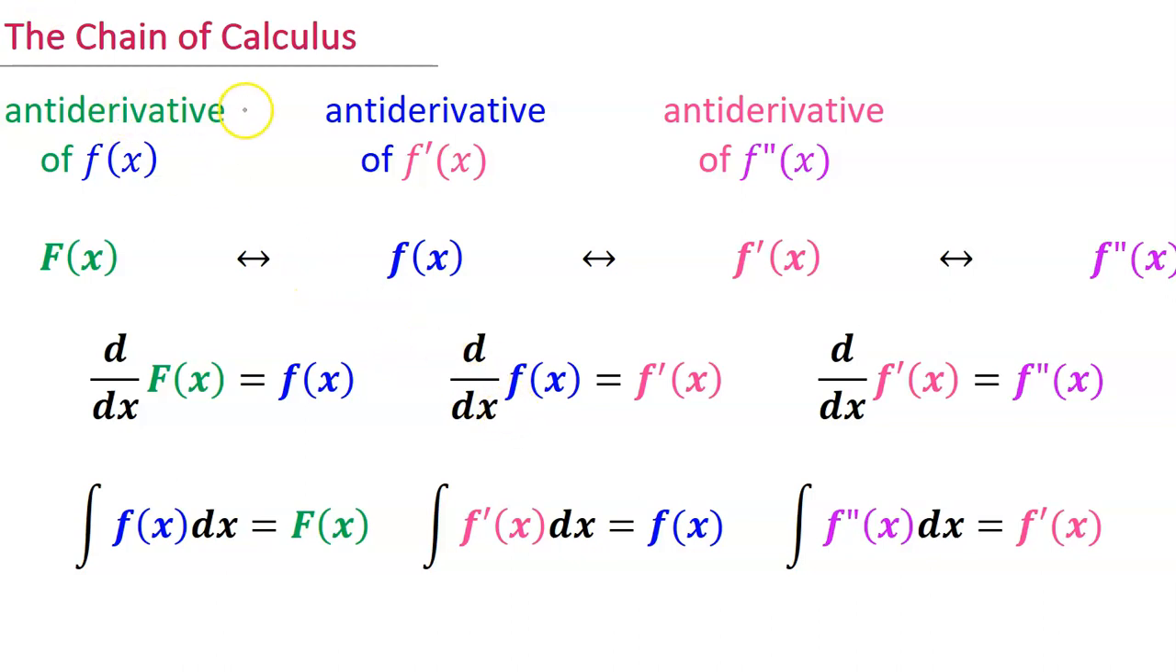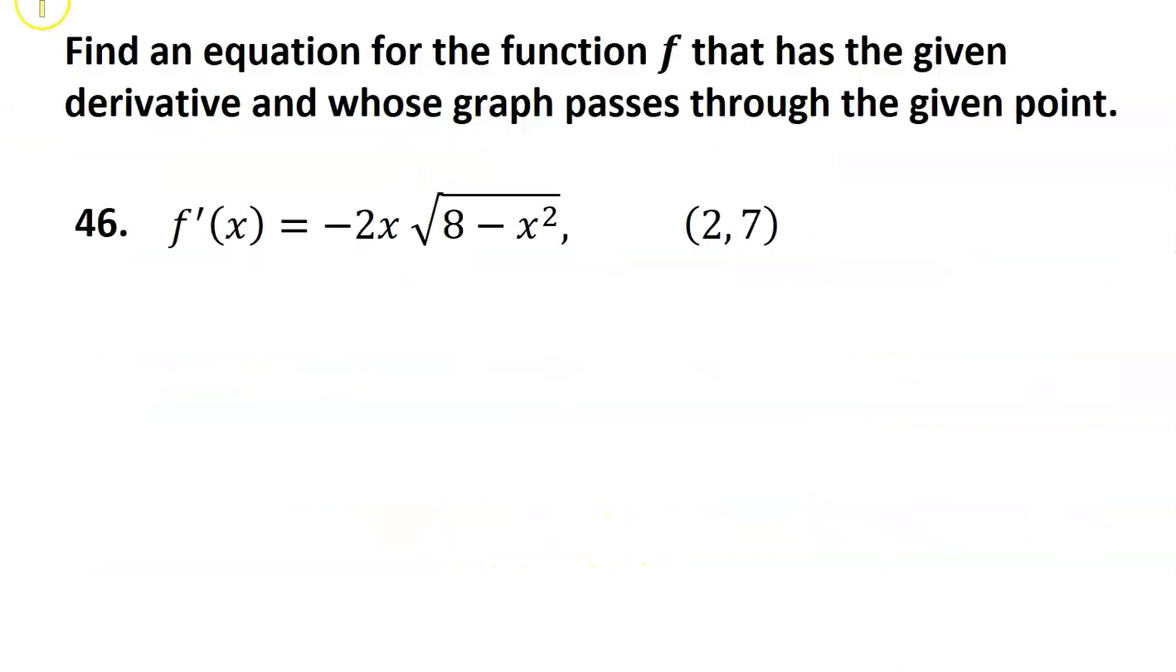Behold the chain of calculus. If you want to go from f to f prime, you take the derivative, because the derivative of f is f prime. But if you want to go from f prime back to f, you take the antiderivative. In other words, you integrate. The integral of f prime is f. In this case, we are given f prime, and we are looking for f. If you want to go from f prime to f, you integrate.